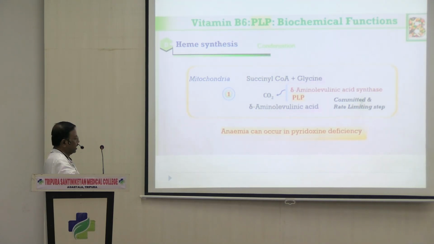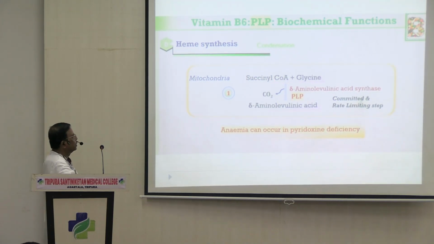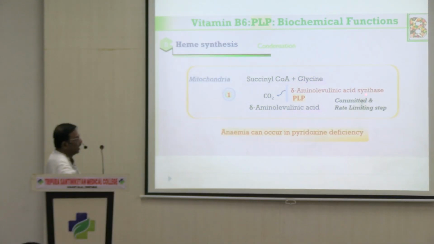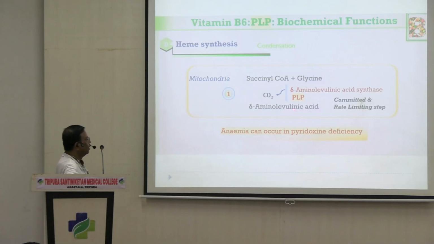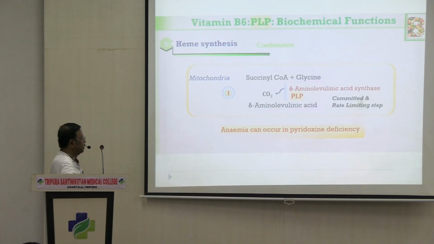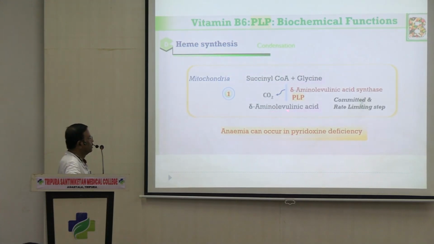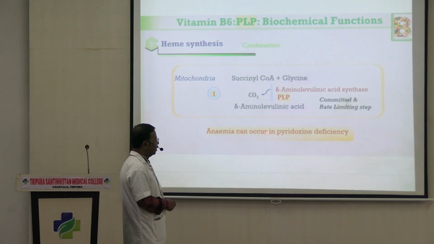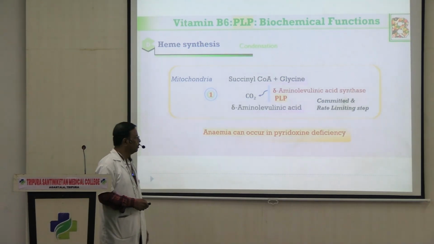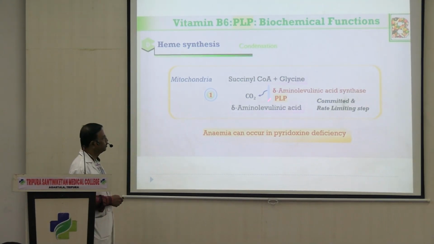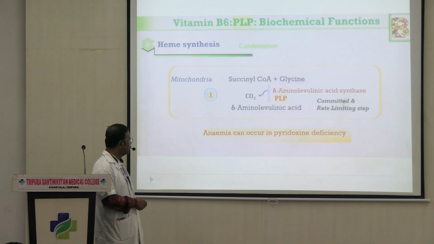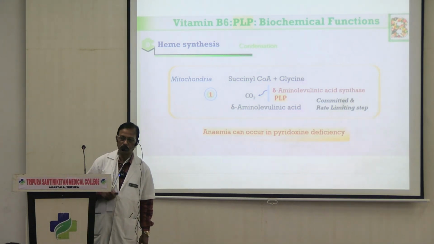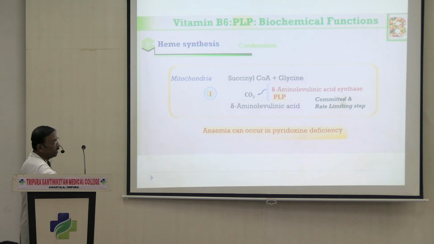Now this is a condensation reaction. Here the succinyl-CoA is condensed with glycine with the help of delta-aminolevulinic acid synthase, and delta-aminolevulinic acid is synthesized. Okay. Now delta-aminolevulinic acid is required for hemoglobin synthesis. Now if PLP is deficient, then the patient will develop anemia, because there will be no hemoglobin synthesis. This is a condensation reaction.